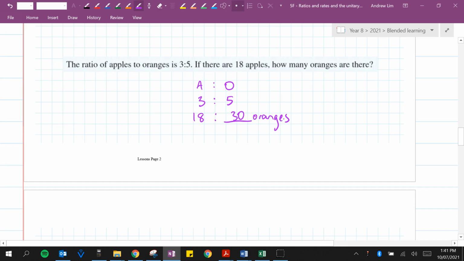Okay, just be careful what the question asks. The question could ask how many pieces of fruit there are altogether, and then we can work out, well, there are 30 oranges, therefore 18 apples plus 30 oranges has to be 48 pieces of fruit.